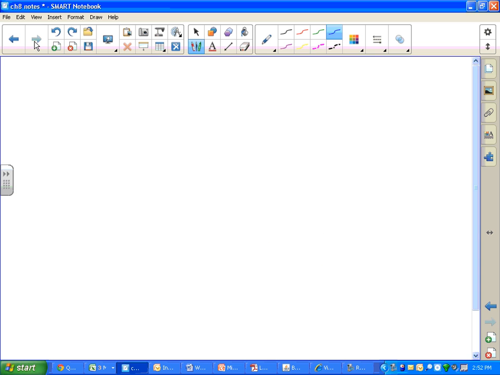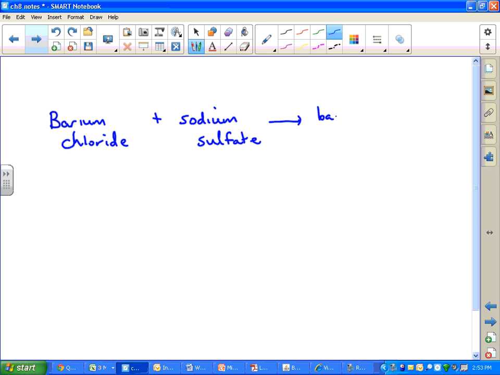Why don't we try one more example? Let's say barium chloride solution is mixed with sodium sulfate, forming barium sulfate precipitate and sodium chloride. Okay, so now I'm going to write the correct symbols for those formulas. You just treat it like it's 4 different problems. Write the formula of barium chloride, write the formula of sodium sulfate, write the formula of barium sulfate, write the formula of sodium chloride.